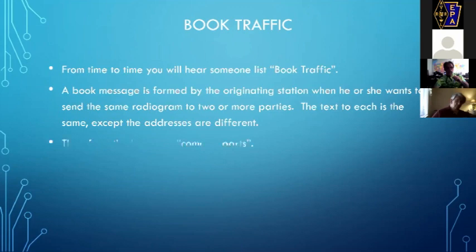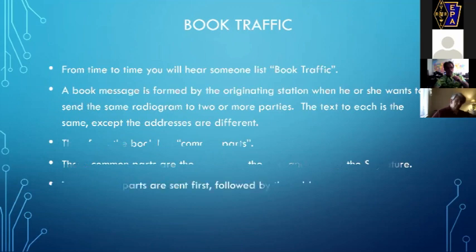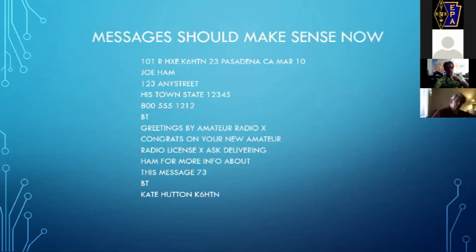So the way we do this is we send the common parts first, and then we send the addresses. The common parts are the preamble, the text of the message, and usually the signature is the same. So you send those first, and then you send the addresses. You'll just send the message number, because it's going to be a different number, and all the address information. We get to move a lot of traffic quickly that way.